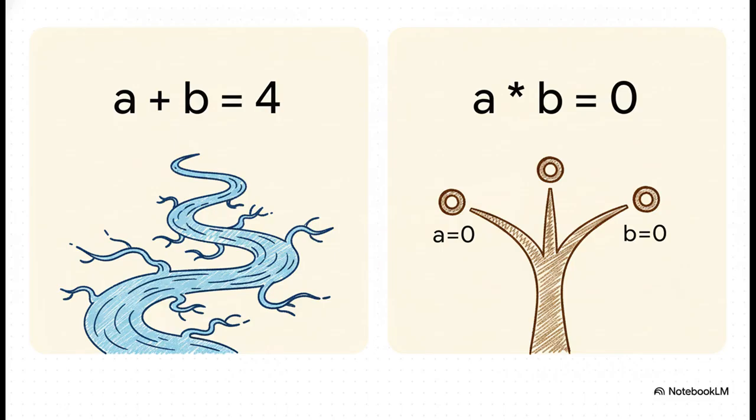If I say a plus b equals 4, well, there are infinite answers, right? But look what happens if I say a times b equals 0. Something kind of magical happens. Suddenly, there are only two possibilities. Either a has to be 0 or b has to be 0. That's it. Factoring is the tool that turns messy problems with infinite answers into clean multiplication problems we can actually solve. It's a game changer.